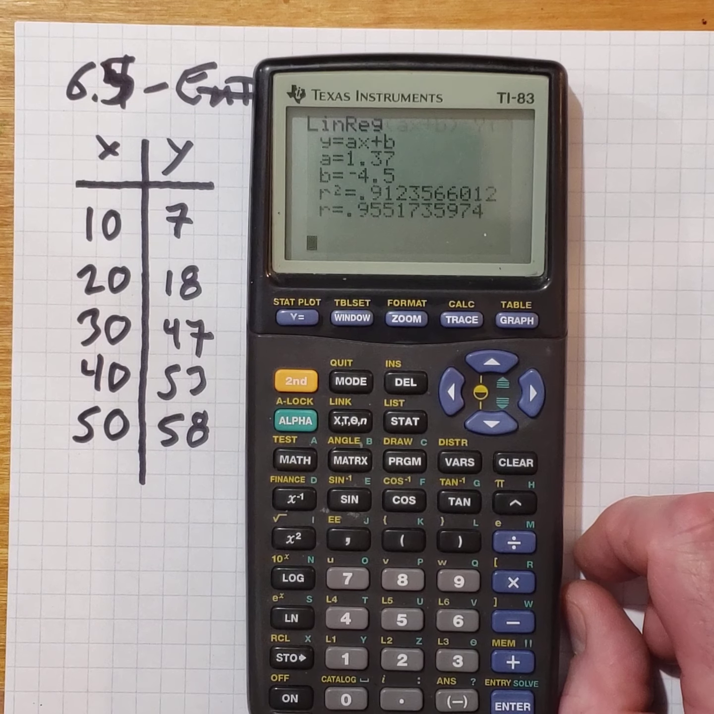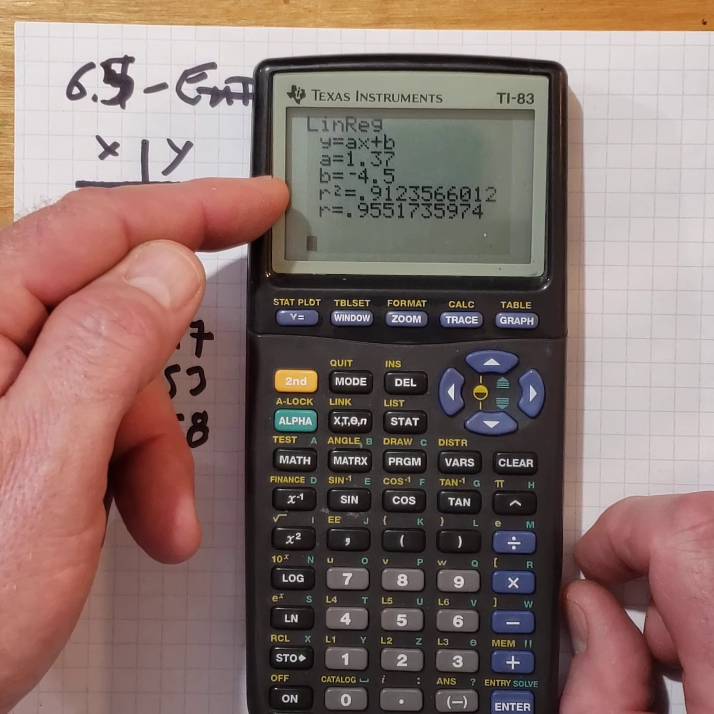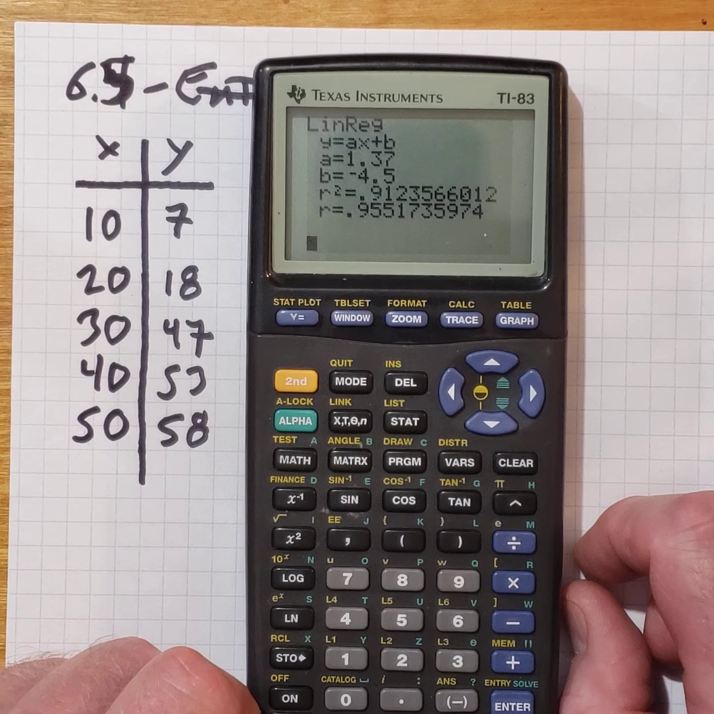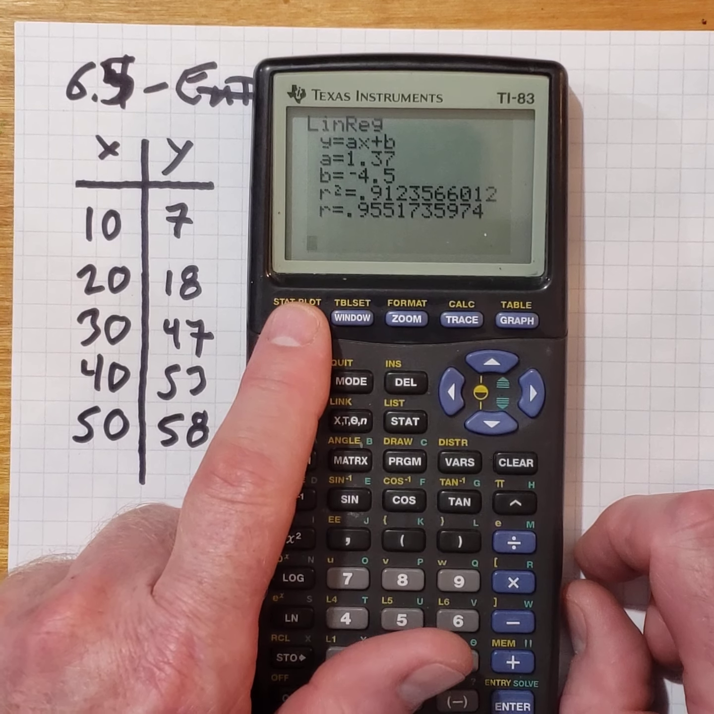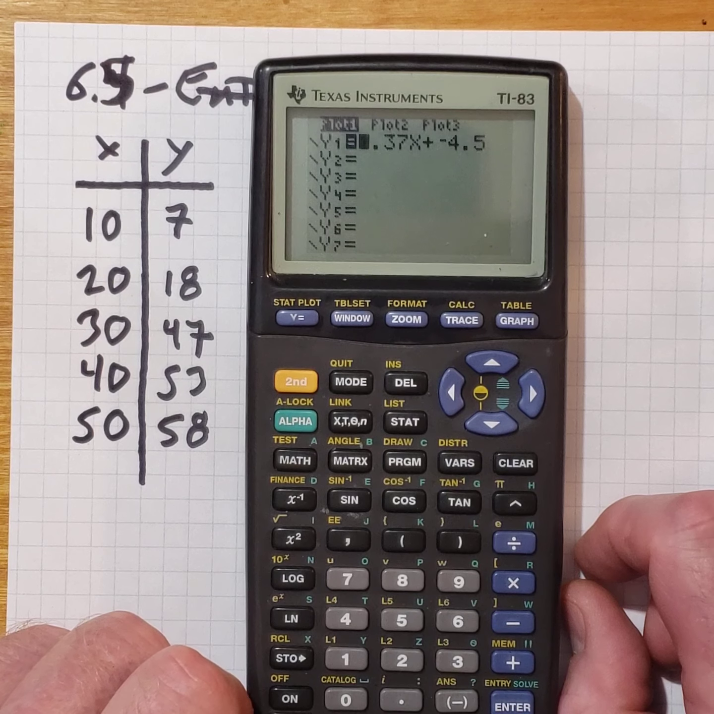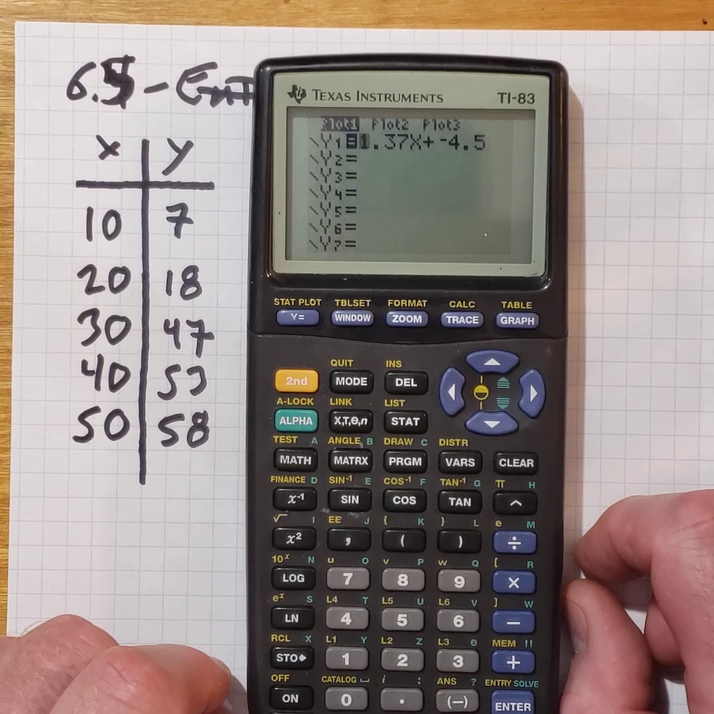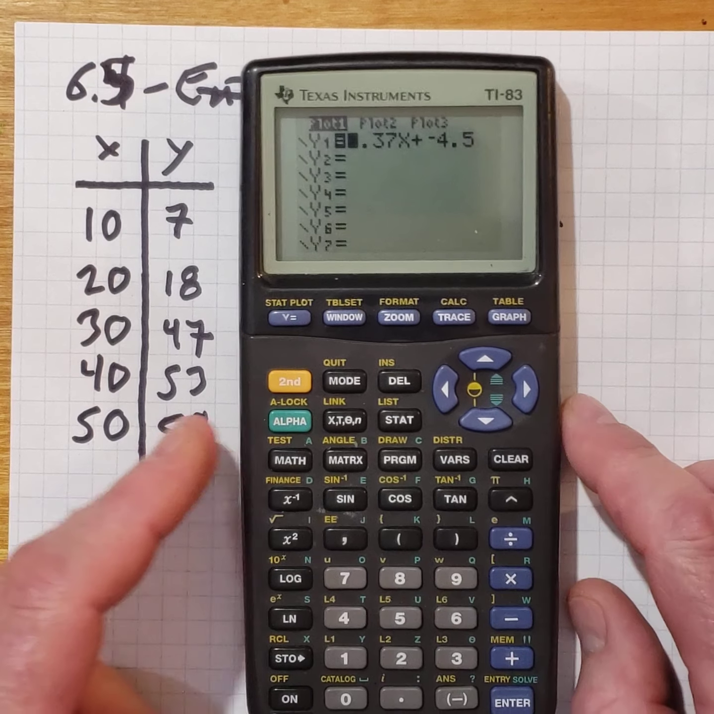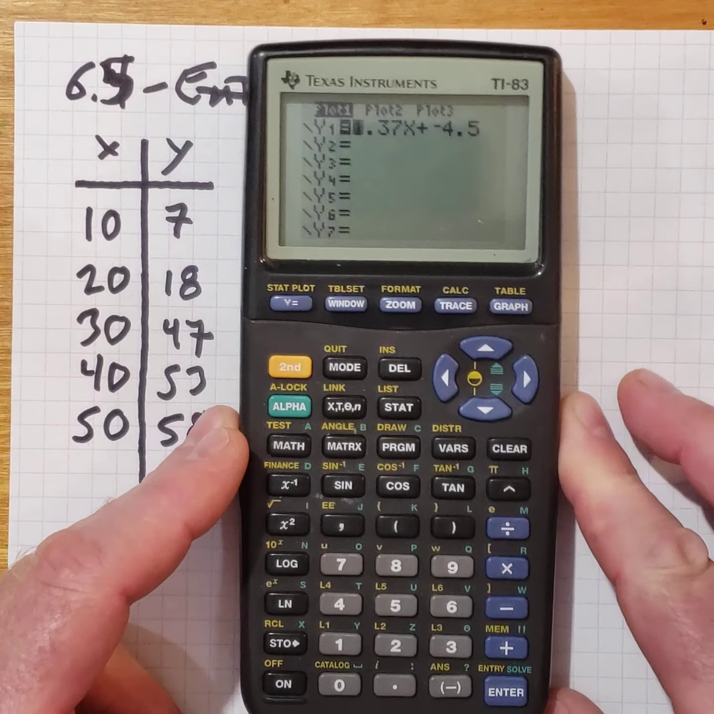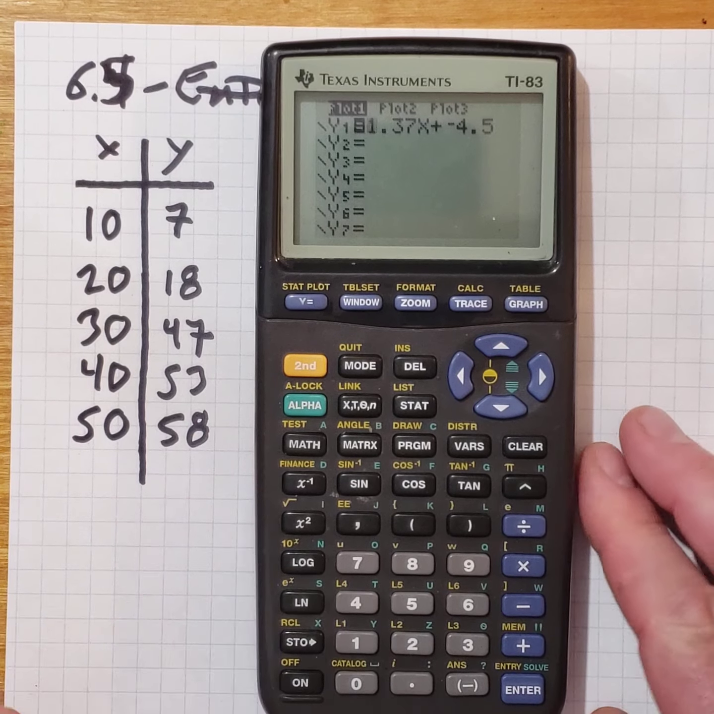So when we hit enter now, it does the same thing it did before. It gives us our a, our b, and our r squared and r. But if we look in y1 now, it has stored the line 1.37x plus negative 4.5. And we don't have to write it down and copy it over and type it into the calculator. It'll do that for us.